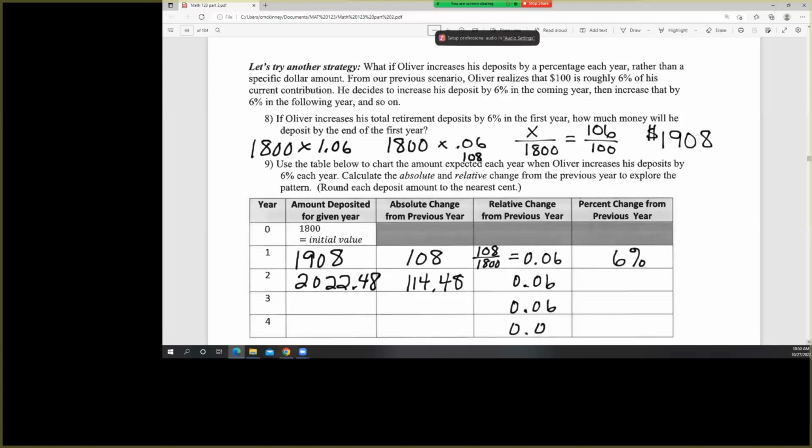Now, occasionally your decimal might not come out exactly 0.06 because of rounding. It might be 0.059 something, but to the nearest whole percent it should still stay 6%.